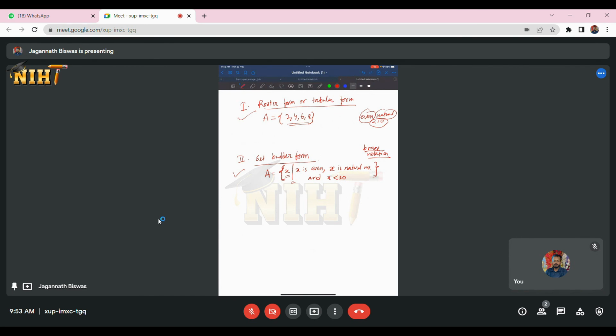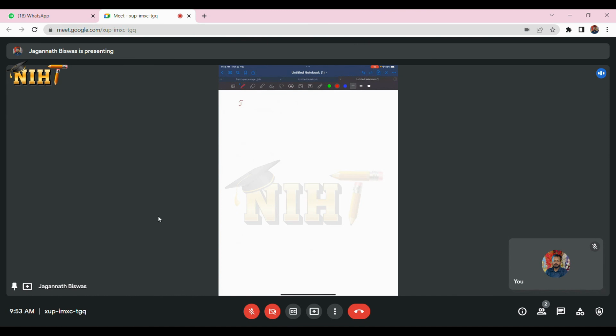In the next slide we will see different kinds of sets. Number one is the empty set. What is the empty set? The empty set is the set containing nothing.